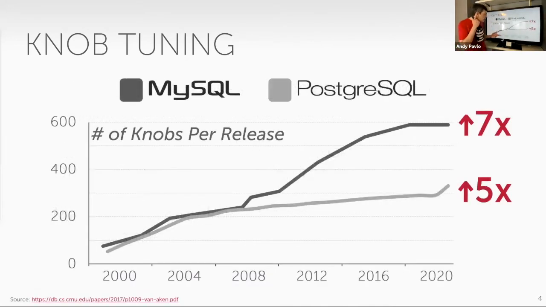So to give you an idea how bad this problem is, this is a survey that my PhD student did where she looked at the last 20-year release history of the two most popular open source databases, MySQL and Postgres. And then for every new release, she looked in the documentation and counted the number of knobs that these systems had. So you can see at the beginning of the century, both Postgres and MySQL had less than 100 knobs, but then over 20 years, MySQL grew by 7x and Postgres grew by 5x.